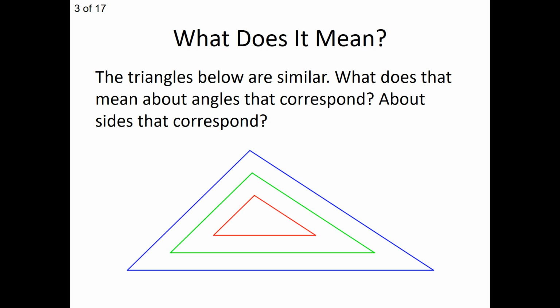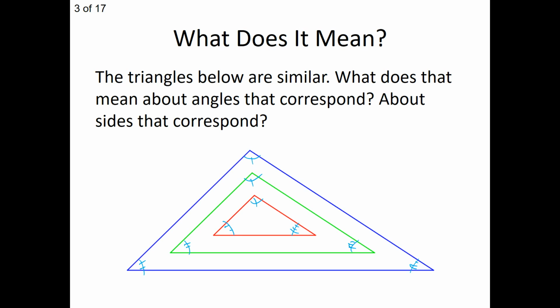When we talk about similarity, there's a couple of questions we can think of. What does it mean about the angles that correspond? If I was talking about these angles here in the blue, the green, and the red, what could you say about those angles? Well, it appears that those angles are all equal. And that's actually true, we're going to find that all of those angles that correspond are equal. We can say the same thing about these angles here, and we're going to find that these angles here that correspond are all equal.